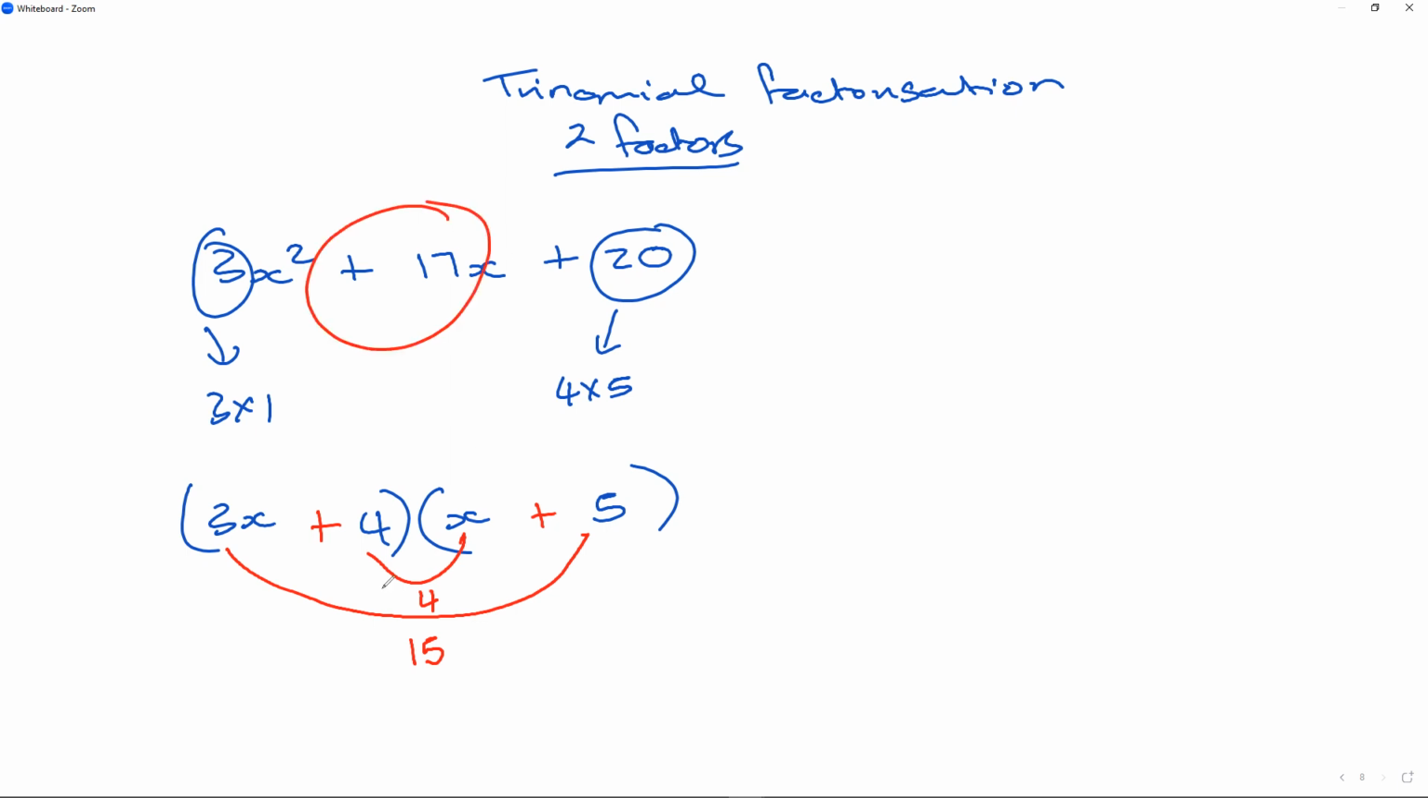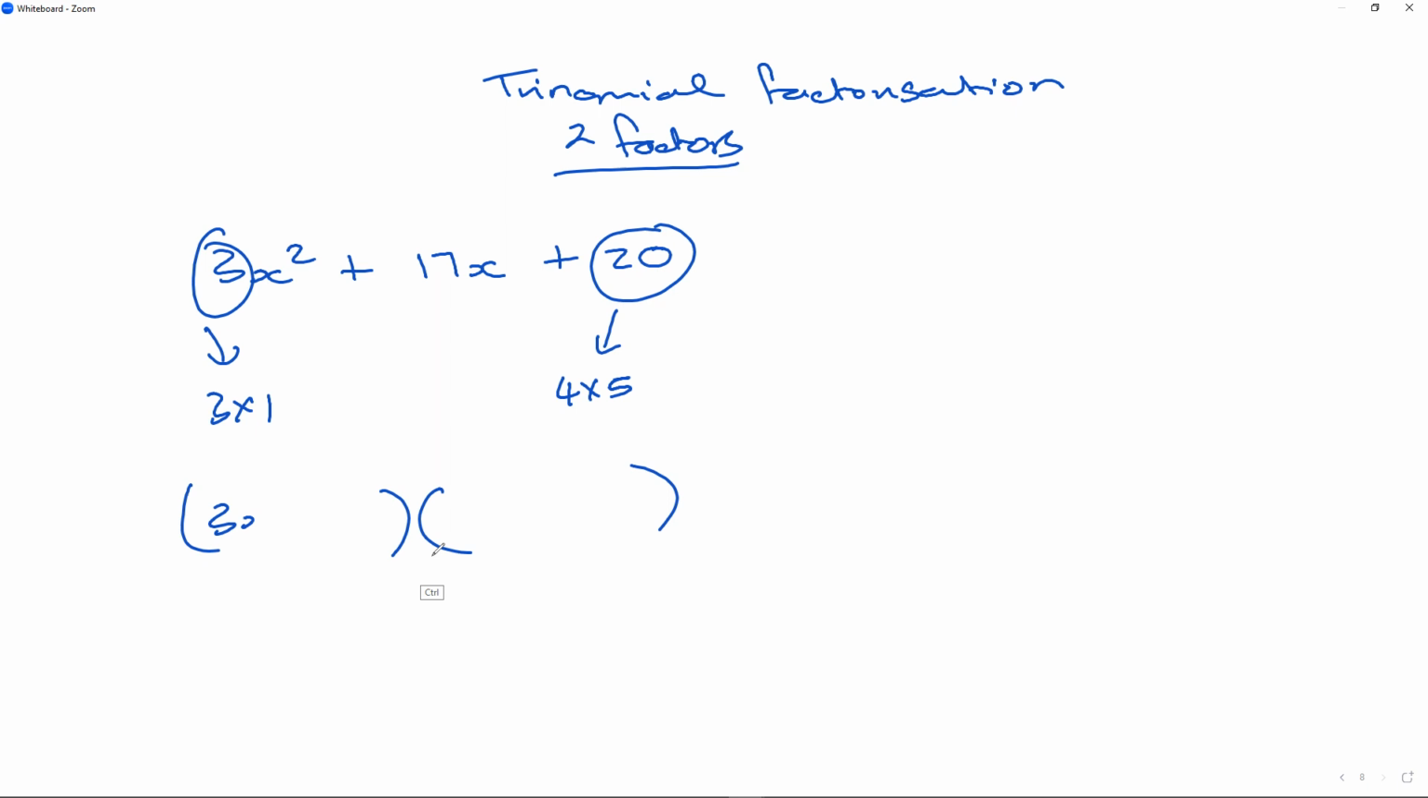And that's not what I need. I need 17. So maybe I decide, okay, well, let's swap it around. Let's leave the 3x here. Let's leave the x here. But let's put 5 first and then 4. Let's see if that makes a difference.